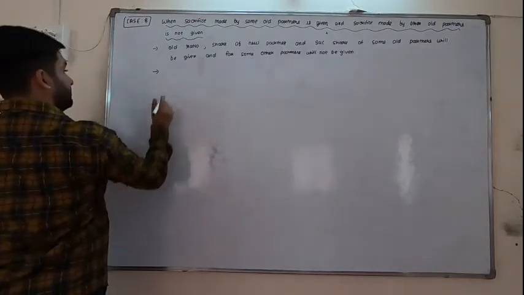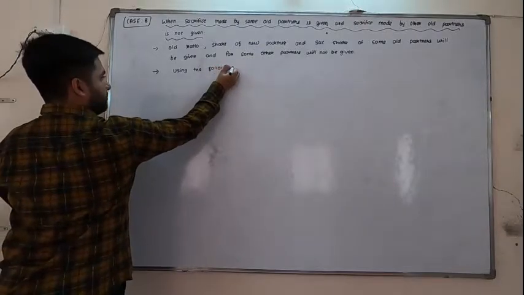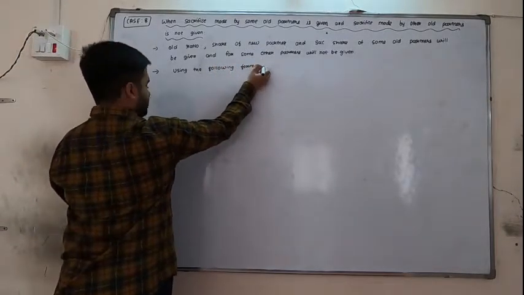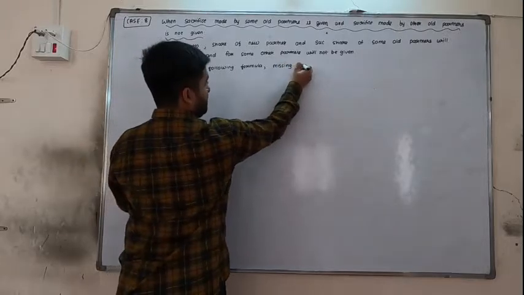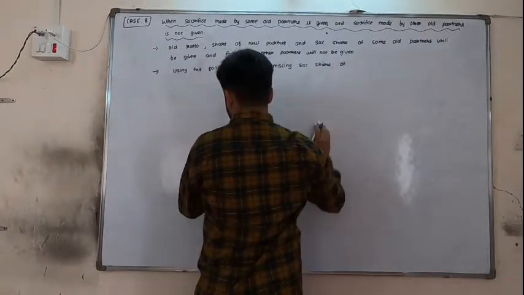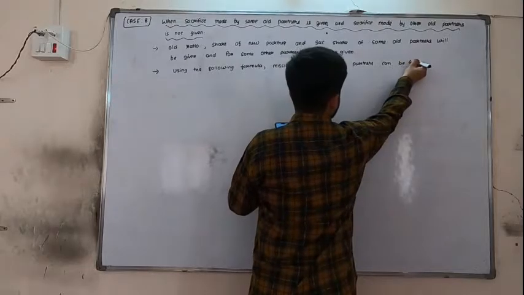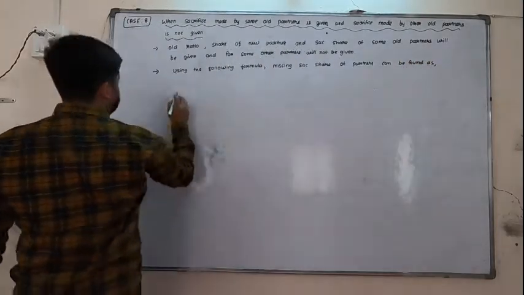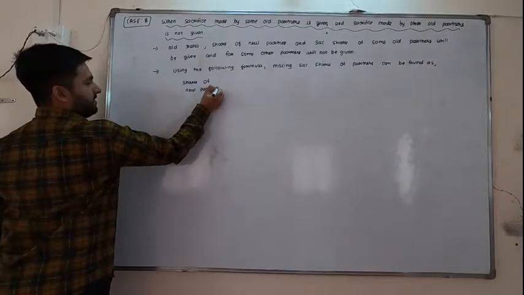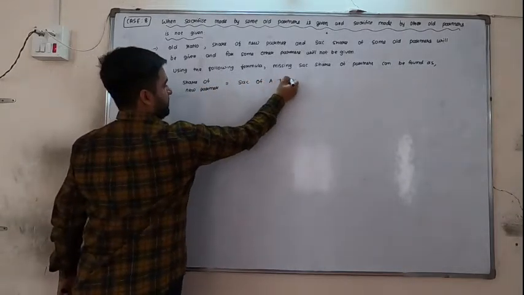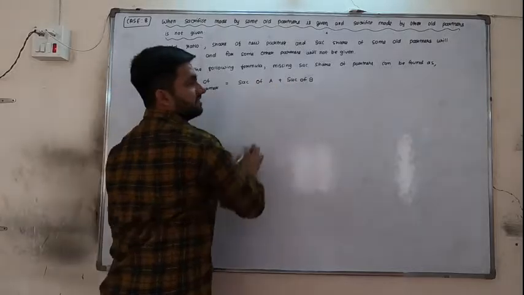Next step, using the following formula, the missing sacrifice share of partners can be found as: share of new partner is equal to sacrifice of A plus sacrifice of B. In this formula you will find the missing value. Suppose this is given, then this can be found.